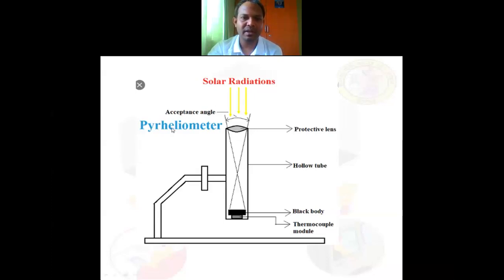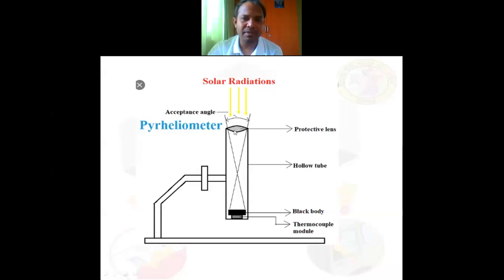It is a pyrheliometer. This is an acceptance angle. Acceptance angle means the solar radiation which is falling in between this angle. It may be around 60 degrees or 80 degrees, whatever it may be. This acceptance angle, which we will denote with theta. Now, the solar radiation which is falling within this angle will be made to enter into the hollow tube. Now, at the entrance, there will be a protective lens.